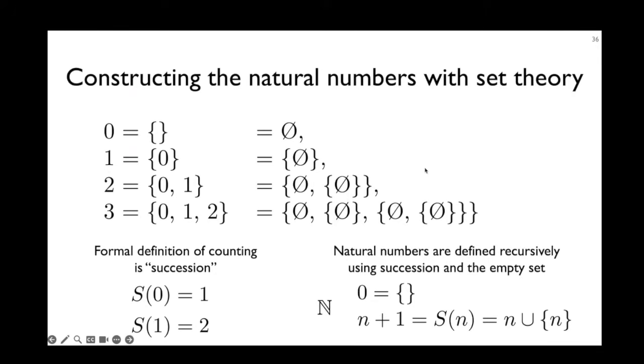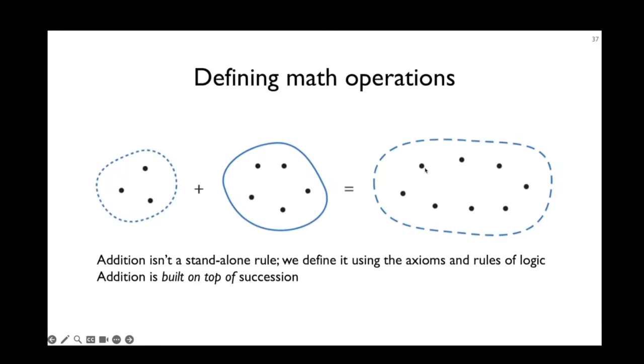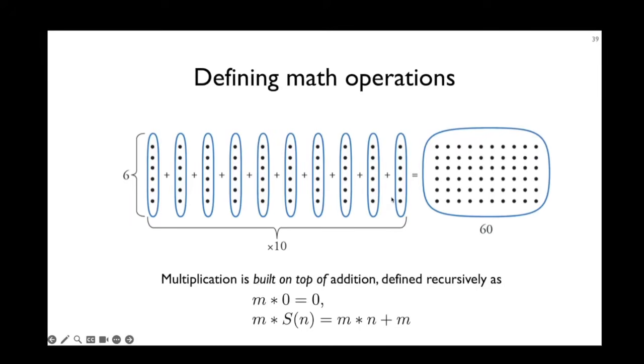And I can define addition. But I'm not going to simply define addition as a standalone rule. I'm going to define it using the axioms and rules of mathematics. So what we do is we start with succession. We've already defined succession. We have properties about how succession works, and I'm going to then use succession and recursion, the empty set 0, and I'm going to define what addition means. Then I go and define multiplication. Multiplication is very similar. I recursively apply addition, and now I get multiplication.